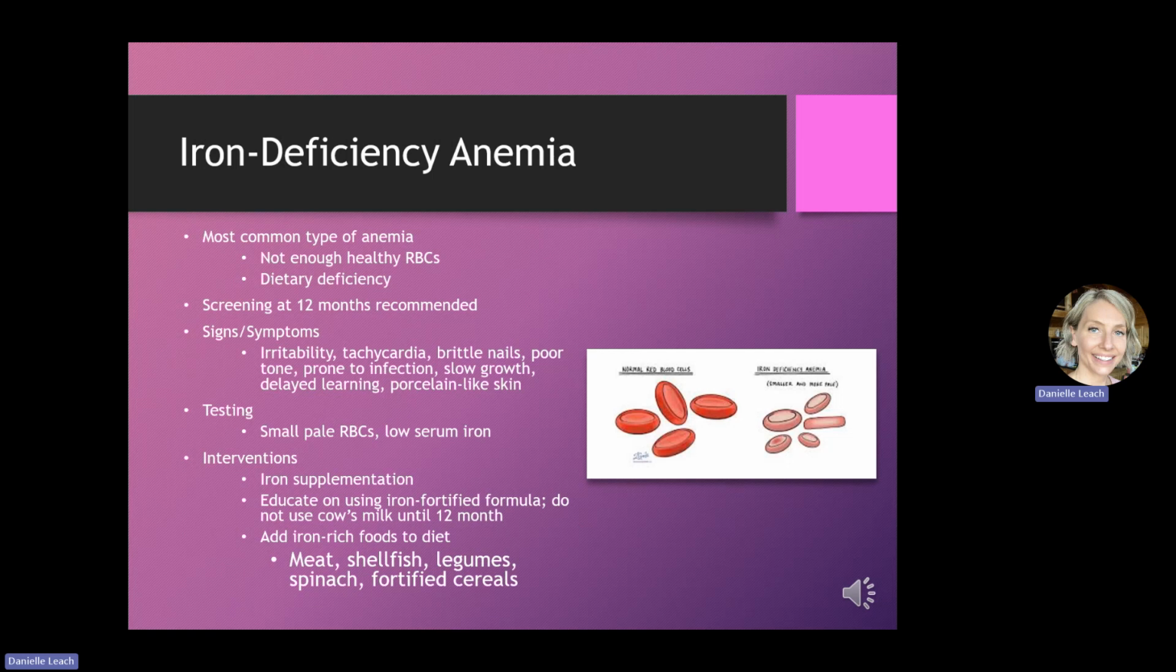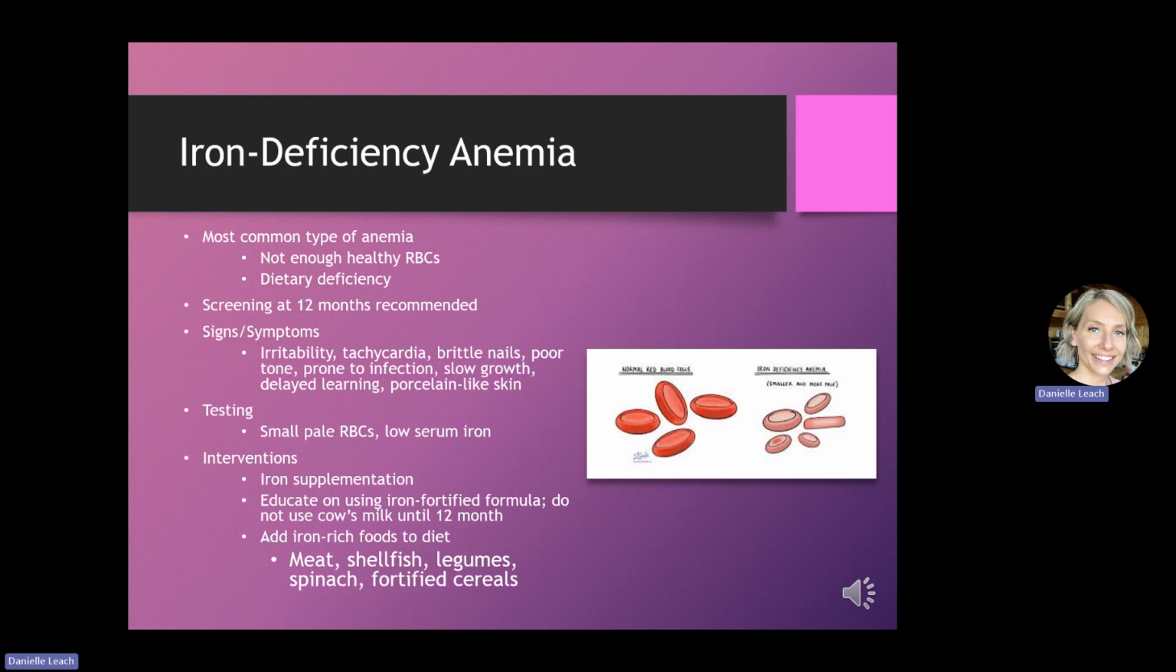If we were to look at the red blood cells on a slide under a microscope, they would appear small and pale compared to healthy RBCs. And if we were to draw a serum iron, it would be low. And no, you do not need to know the values for those.